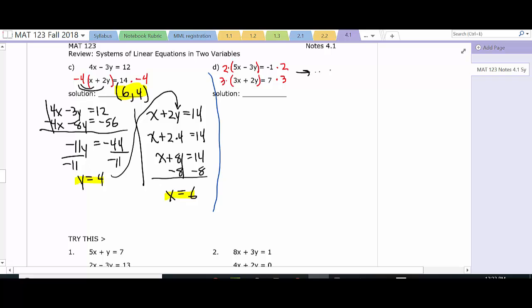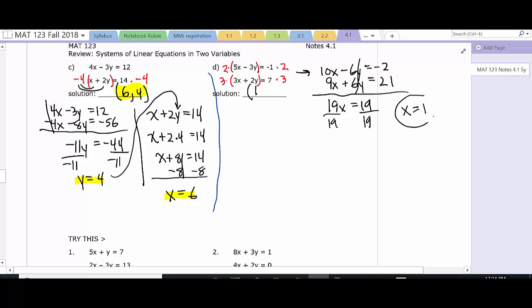So what I'm going to do from here is I'll do a distributive property. So that's 10x minus 6y equals negative 2. And then I'll have 9x plus 6y equals 21. See, the y's eliminate, so it's going to work the way I hope it works. All right, so that cancels out. That looks like 19x equals 19, so what's x in your head? 1, good, okay. All right, so we got x is 1, so we've accomplished that part.